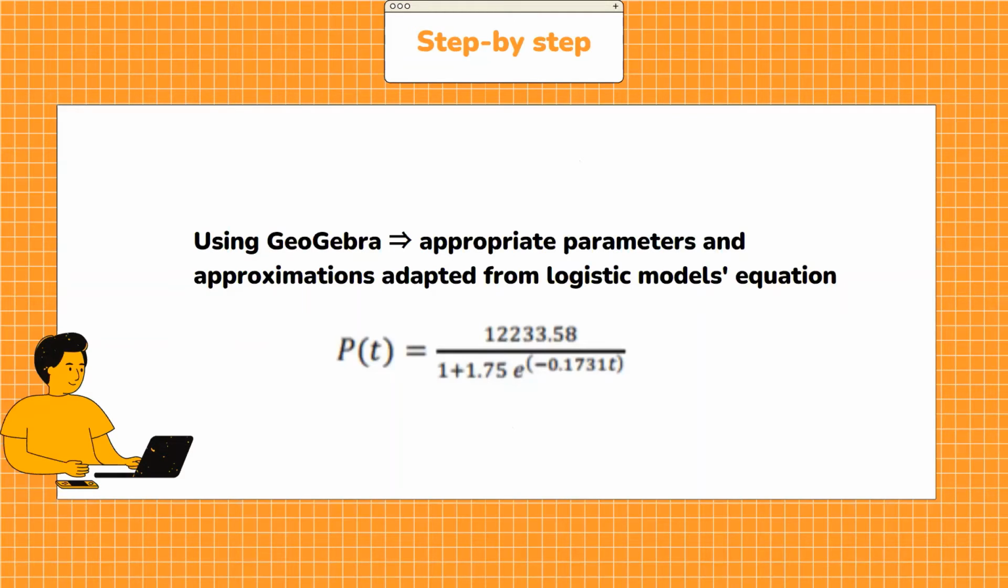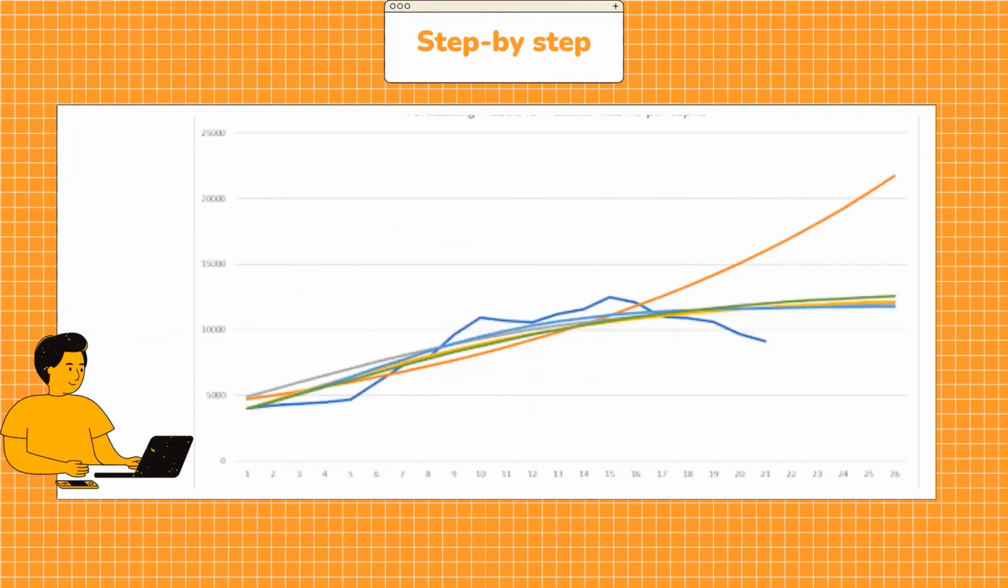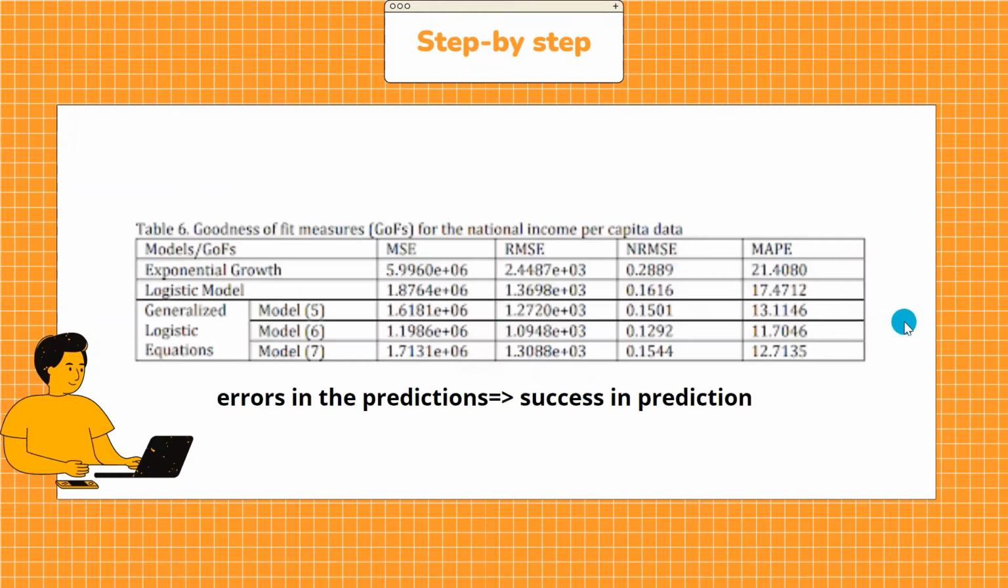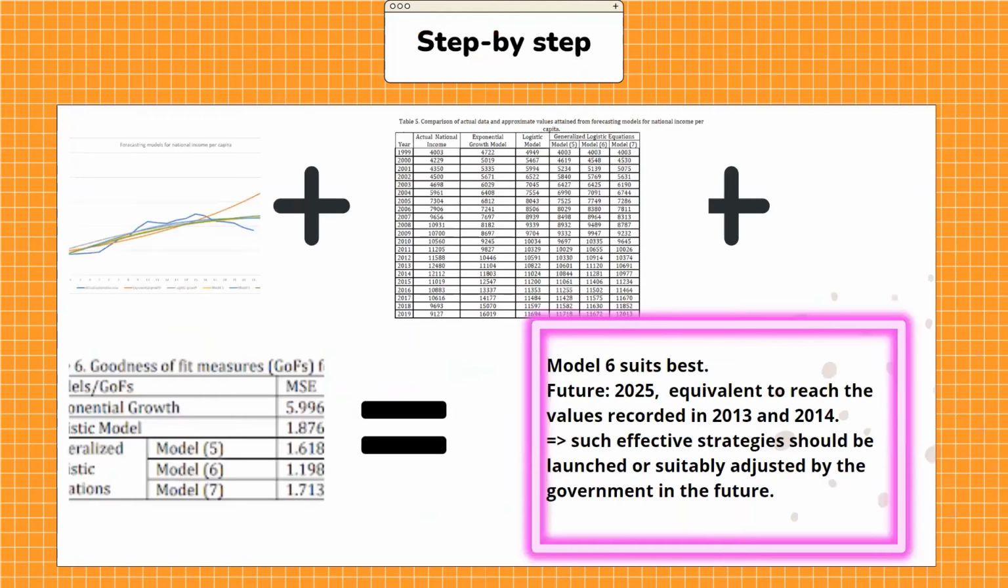A group of Turkish scientists fed the level of national income per capita into an algorithm called GeoGebra, which then yielded the best approximation and determined the parameters K and L to graph each of the adapted models, as well as the goodness of fit measures for each model. By combining such criteria, Model 6 is the best predictor for all criteria because its error is smaller than others.